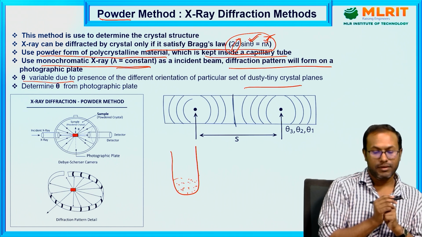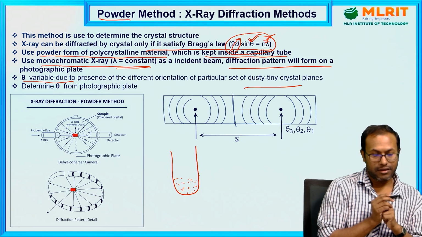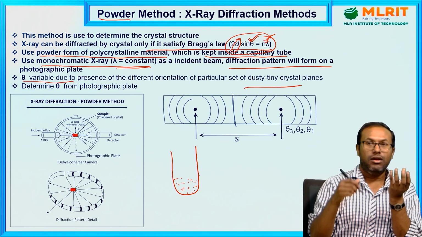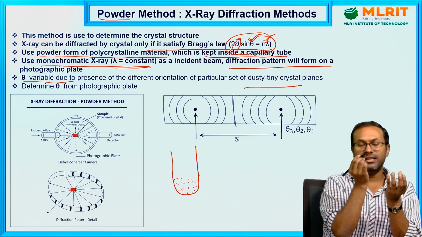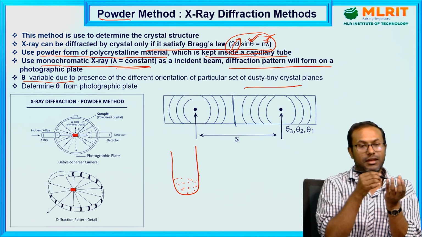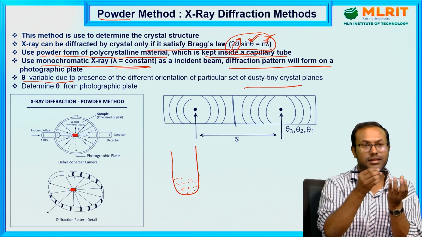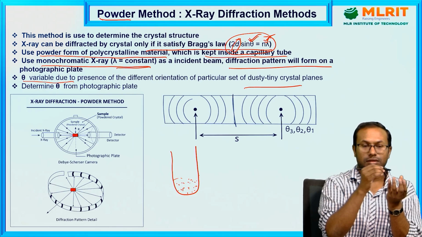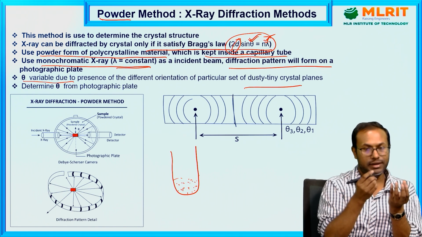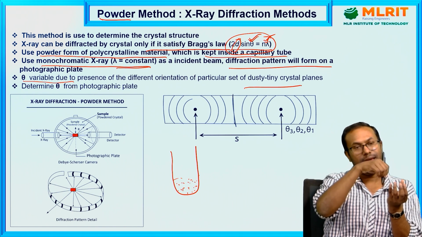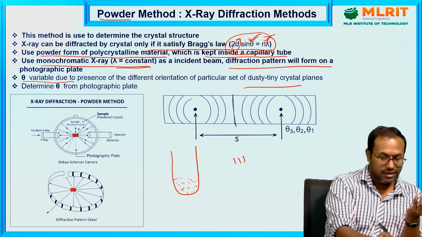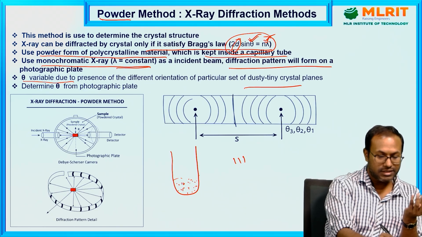Now what will happen? It is a powder form of the crystals. In that powder, a lot of dusty, very fine crystal planes are there, having different orientations. Suppose a particular set of planes, either 100 or 010 or any particular plane, suppose the 111 plane. There are a lot of crystal planes having different orientations. Suppose I take only the particular 111 crystal planes.